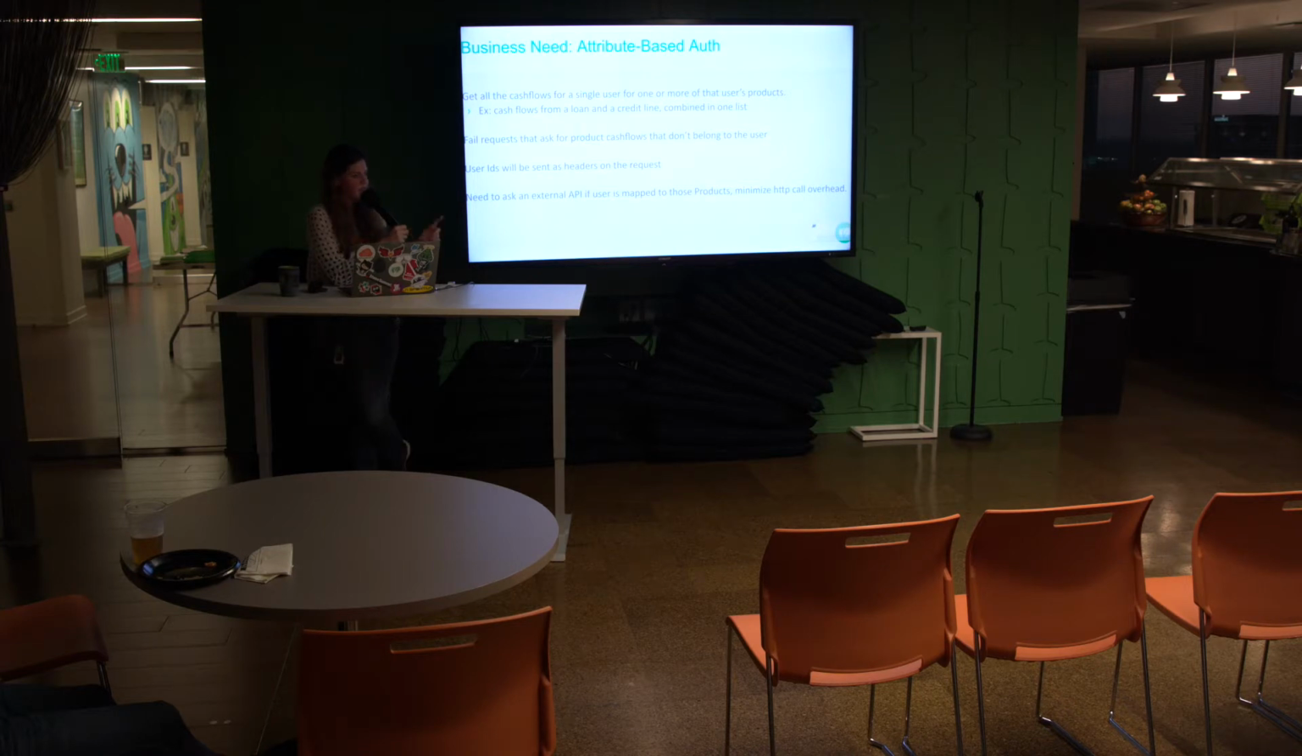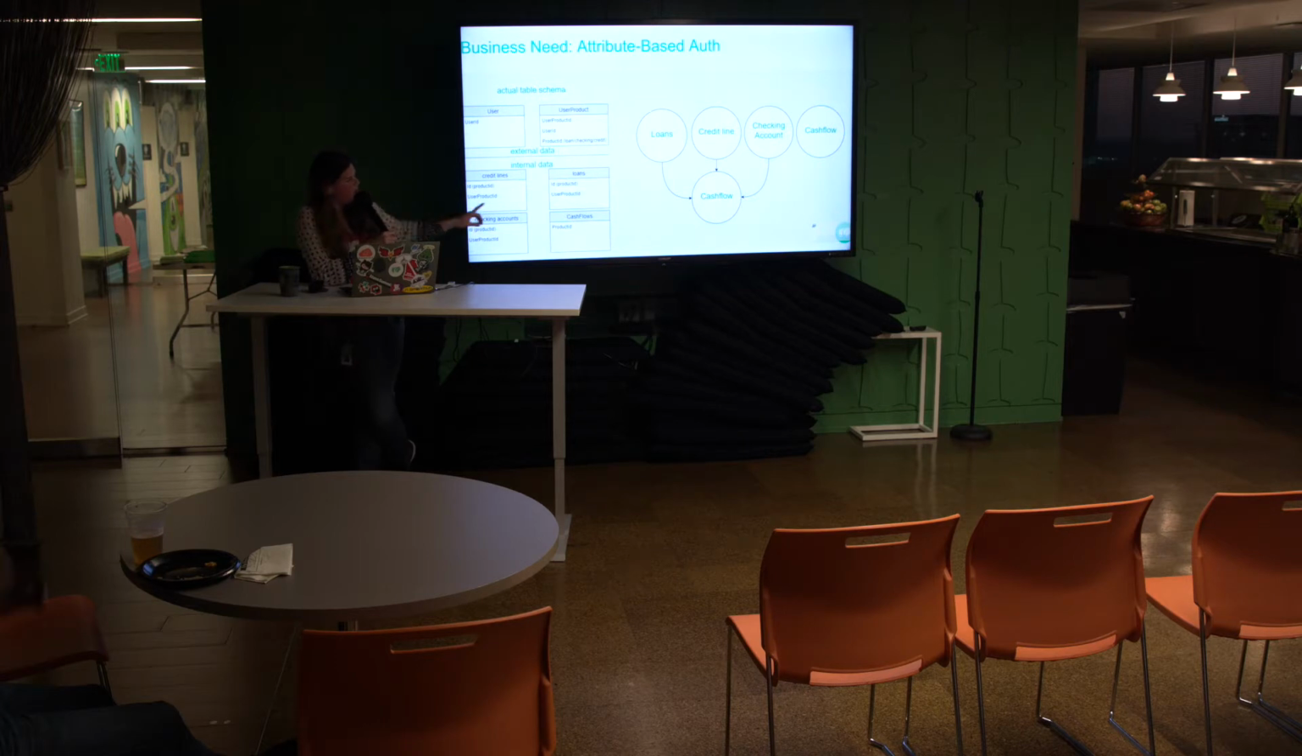These user IDs are going to be sent as headers on the request. Since we don't own the mapping between a user ID and a product, we just have the user product ID foreign key, we need to ask an external API, hey, are these IDs valid for this user ID? Because this is a very busy API, we want to minimize the overhead of calling an external API to check for every single request. So we want to make one call, even though these queries are arbitrarily large, and can be as nested as you want, and you have no idea what shape they're going to be in before they come in, other than the relationships between the objects. But you don't know how many of them.